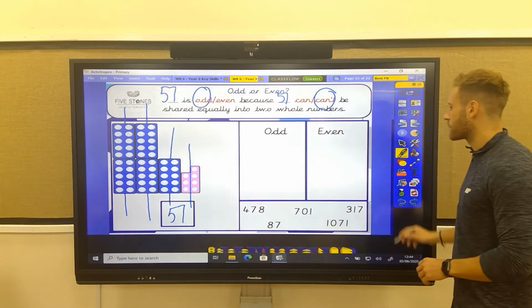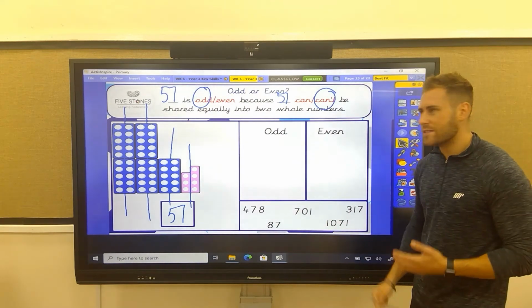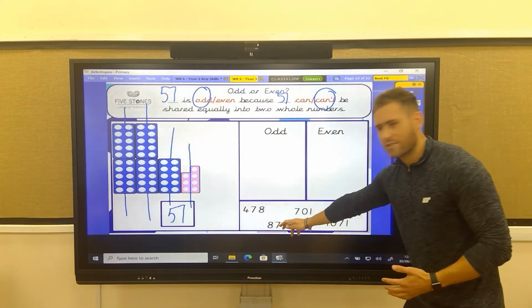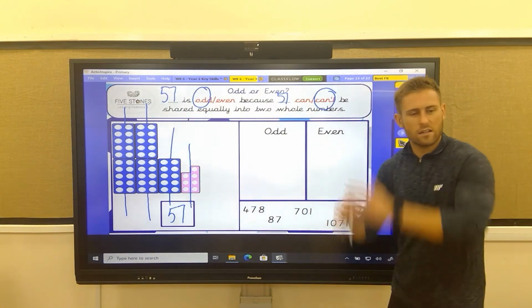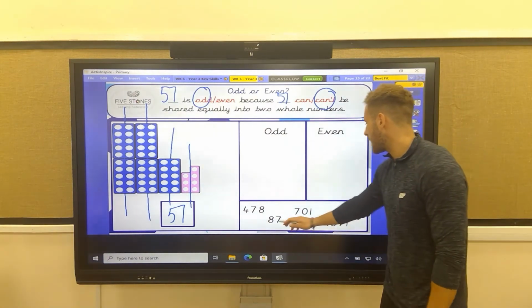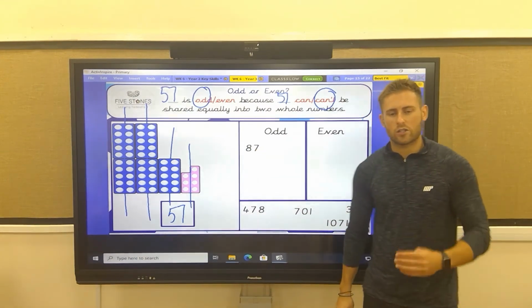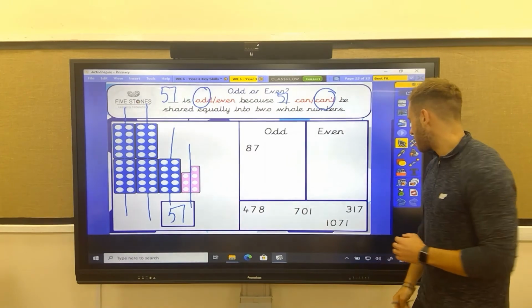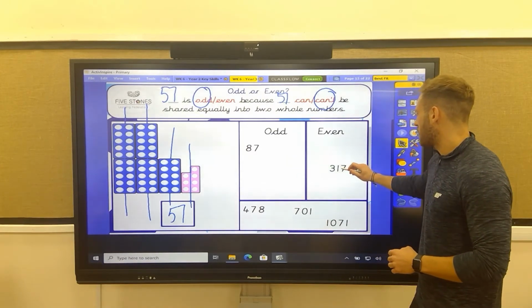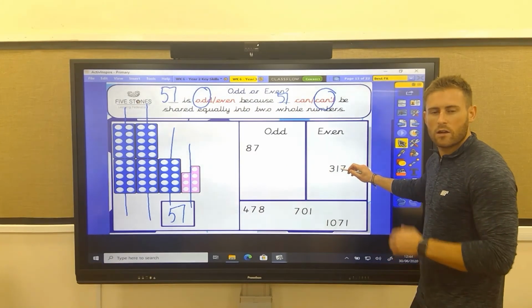Right, we're back in. So thinking about what we know about 7s: 7's in the 1s column. Take 87. The 80 is going to share nice and evenly, but the 7 is odd. 7 shares 4 and 3 as whole numbers. It doesn't share evenly.